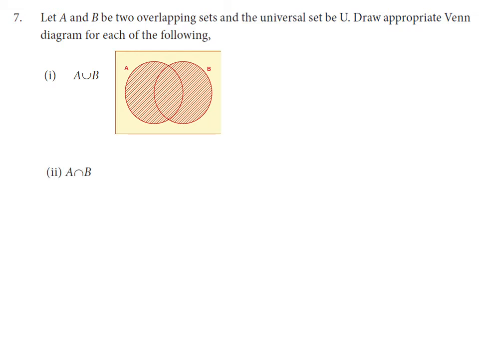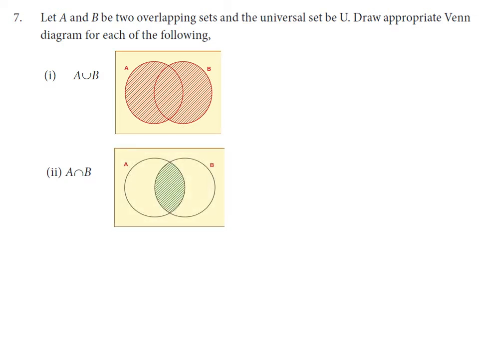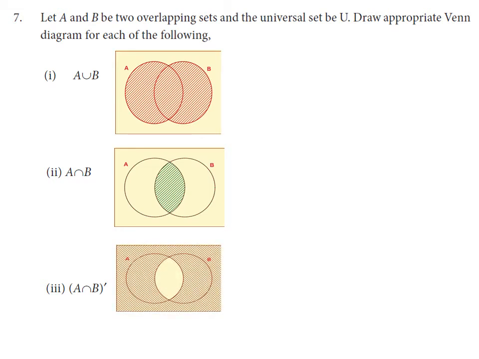A intersection B, the common part only. So this is A intersection B. Next, A intersection B whole dash. In the previous subdivision we found A intersection B. In this we have to shade the portions other than A intersection B, except A intersection B. So A intersection B whole dash will be like this: leaving A intersection B and shading the other places.